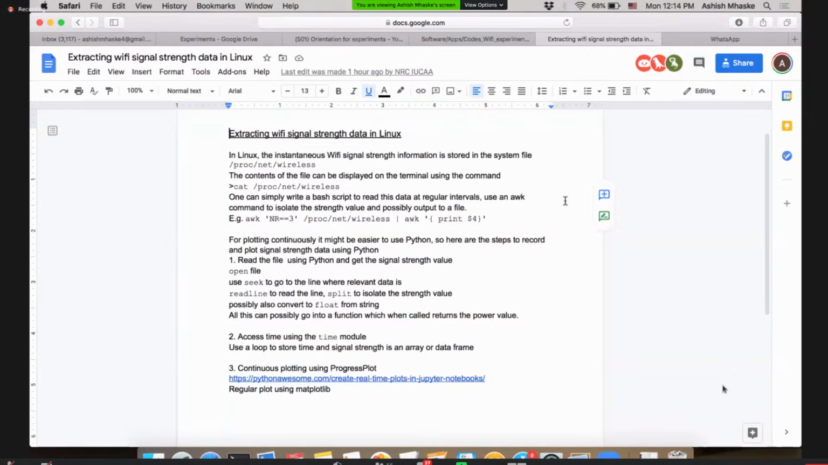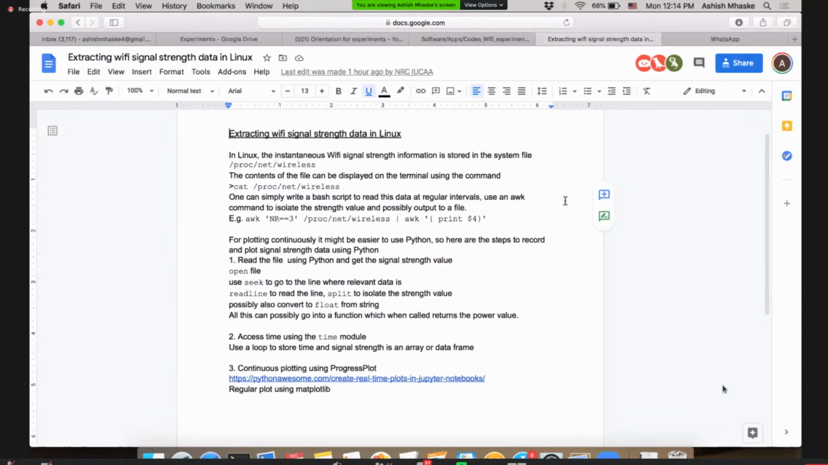So the basics of using it in Linux is there is a file. The location is given in the first line: /proc/net/wireless. And if you read this file, it will give you the information about your Wi-Fi signal strength. And that is all we need to do these experiments eventually.